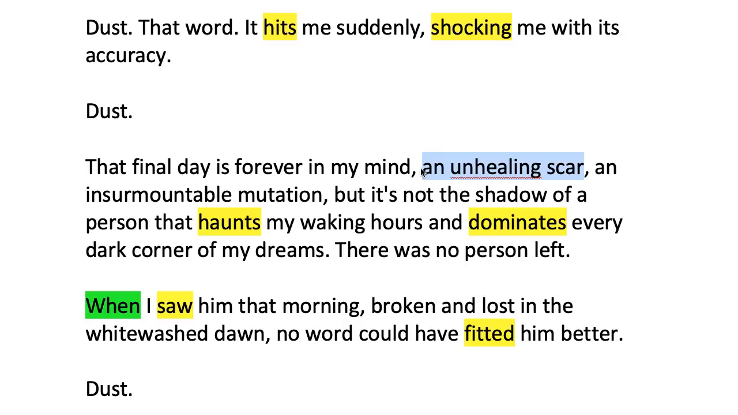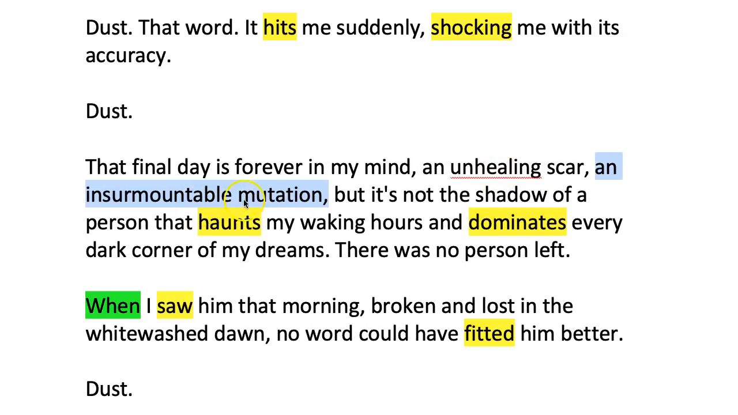It's an unhealing scar in this person's mind. Well, that works. This could be a shocking event that will never leave them. That works really well. But then they've gone and added this extra bit with superb vocabulary, an insurmountable mutation. But actually the description doesn't need that. We already know it's an unhealing scar. That tells us everything we need to know.